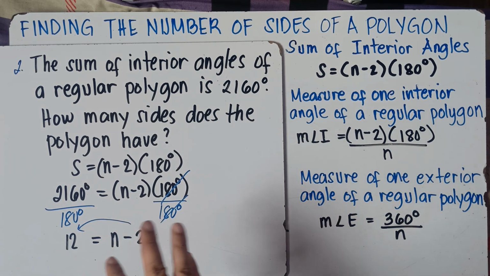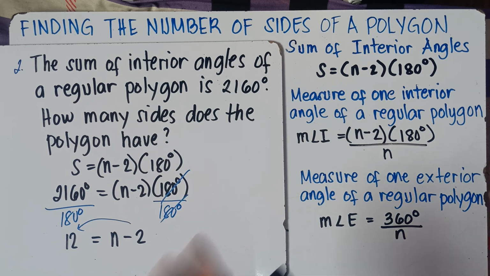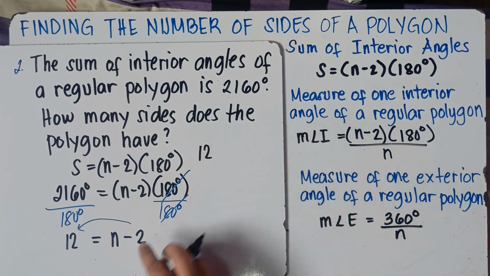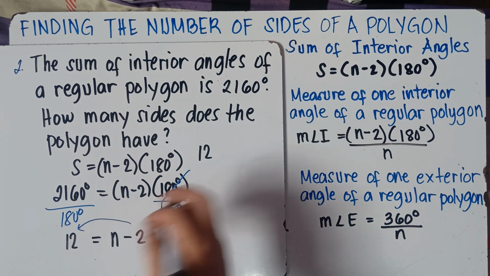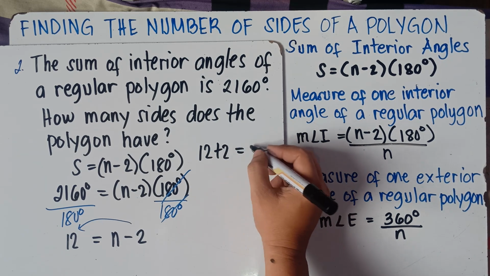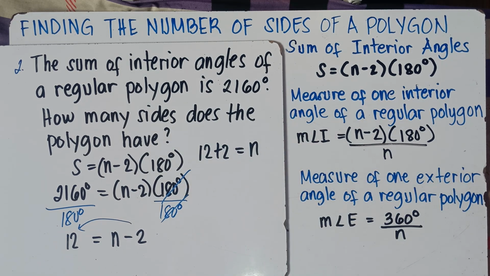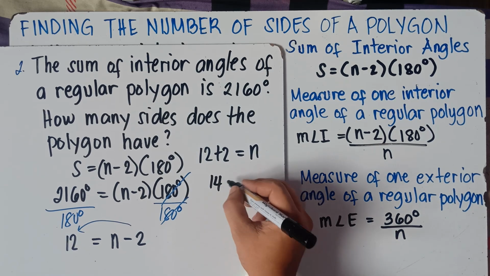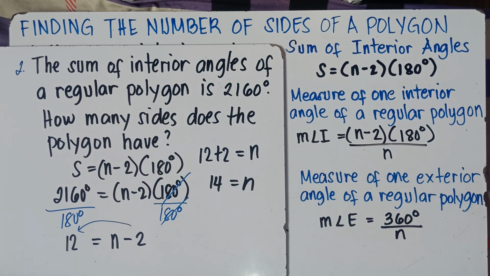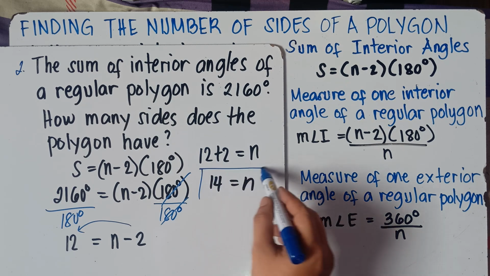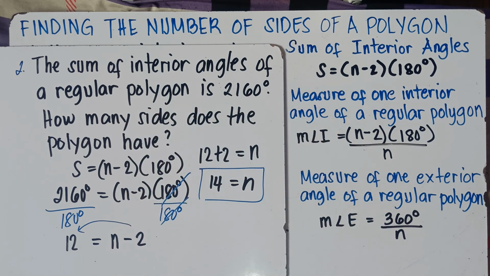Once again, you can apply the properties of equality. Let's just simply transpose this. So copy 12, then we transpose 2. It is negative, so it will be positive 2 equals n. So 12 plus 2, that would be 14 equals n. That's it, class. All set. The number of sides of this given polygon would be 14 sides. That's the answer, class, for number 2. Easy, right?